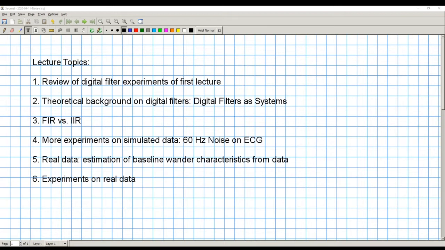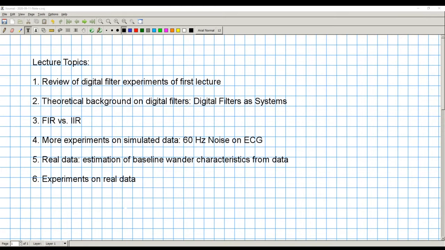And then I'm going to explain some theoretical background on digital filters so that you understand the difference between FIR and IIR and things of that sort. It also explains the transient that you see at the beginning of the output of the digital filter. After that, we're going to discuss the comparison between FIR and IIR. Of course, this will come in the theoretical review.